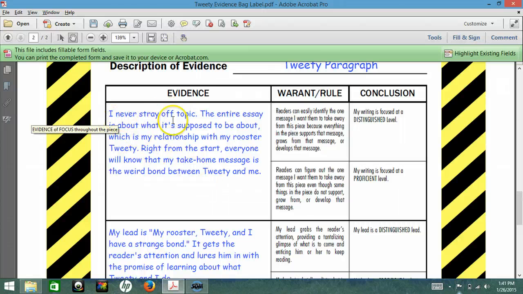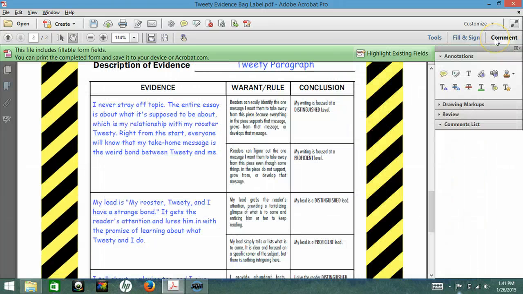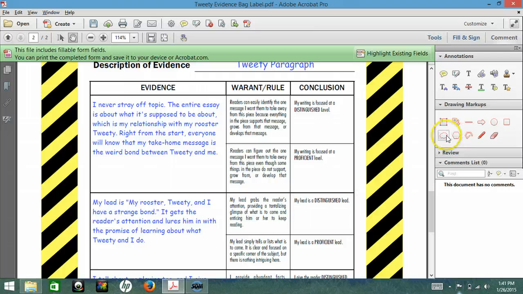So Katie wrote, I never stray off topic. The entire essay is about what it's supposed to be about, which is my relationship with my rooster Tweety. Right from the start, everyone will know that my take-home message is the weird bond between Tweety and me. So she's included examples from her piece that prove she meets this level. Once she decides, yeah, that's actually distinguished, then she's going to turn comments on up here. She's going to choose drawing a markup, choose the cloud, and cloud around the description that fits hers, which is distinguished. Okay, so there she's got that.